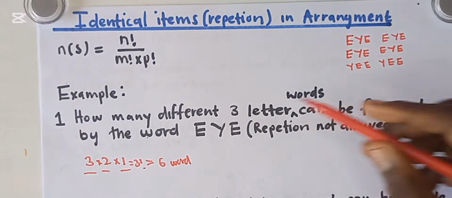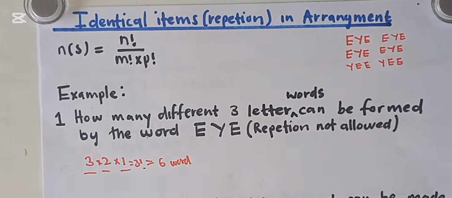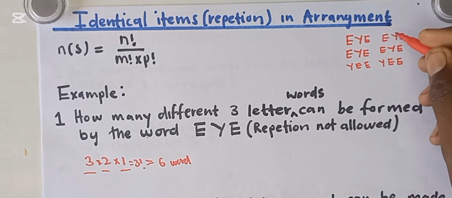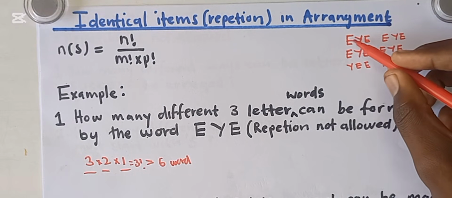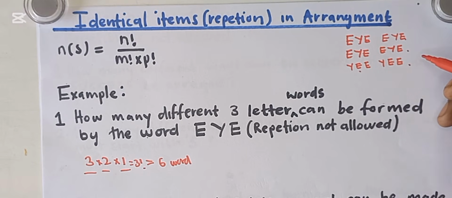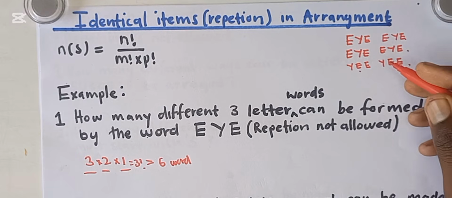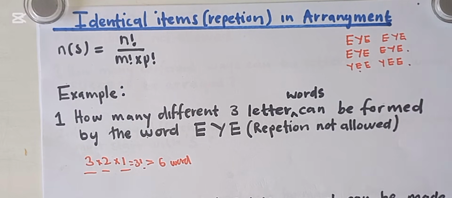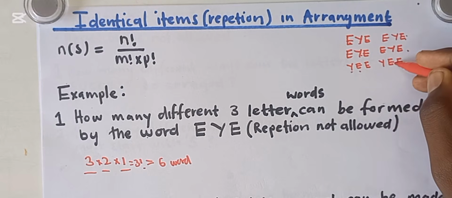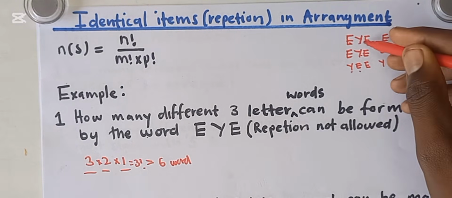Since these letters are treated as different, but if we take a look at these 6 ways, we can see that some of them are the same. If you see this one, and then this one, this is the same as this one, and this one is the same as this one. So what is going on here? Mathematically, these 6 ways are different. But logically, as humans, when we view these words, we view these two as the same, and these two as the same, and these two as the same. But mathematically, these words are 6.